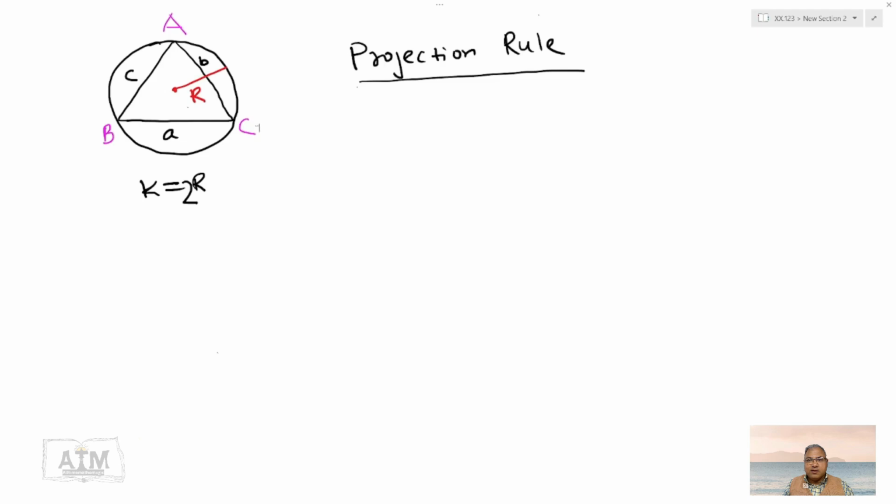The projection rule gives the relationship between the cos function and the sides of the triangle. Suppose you want to get the formula for a. Then a equals, what are the two missing sides? b and c. So write b here and c here. When you write b, the other end is c, so write cos C. Then here is c, so you write cos B.